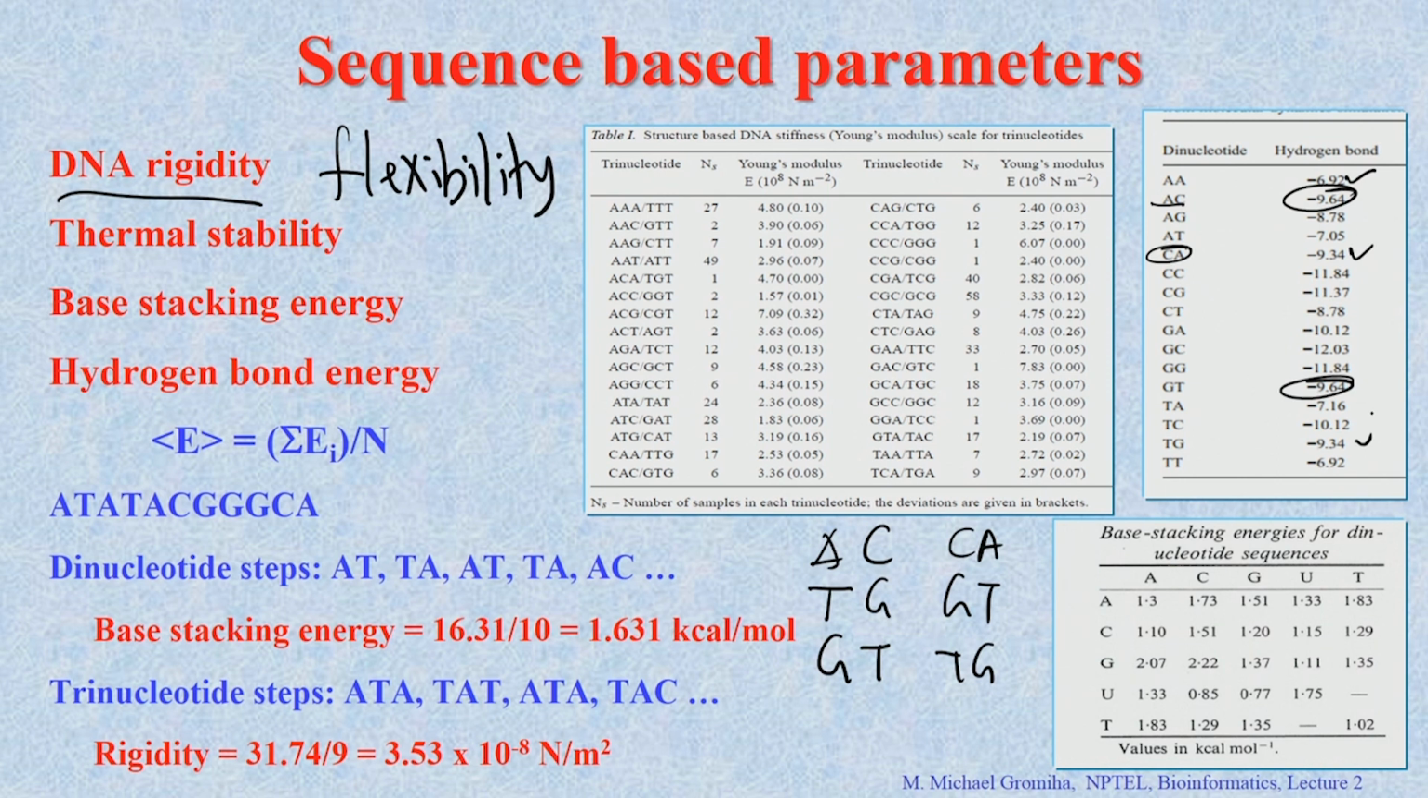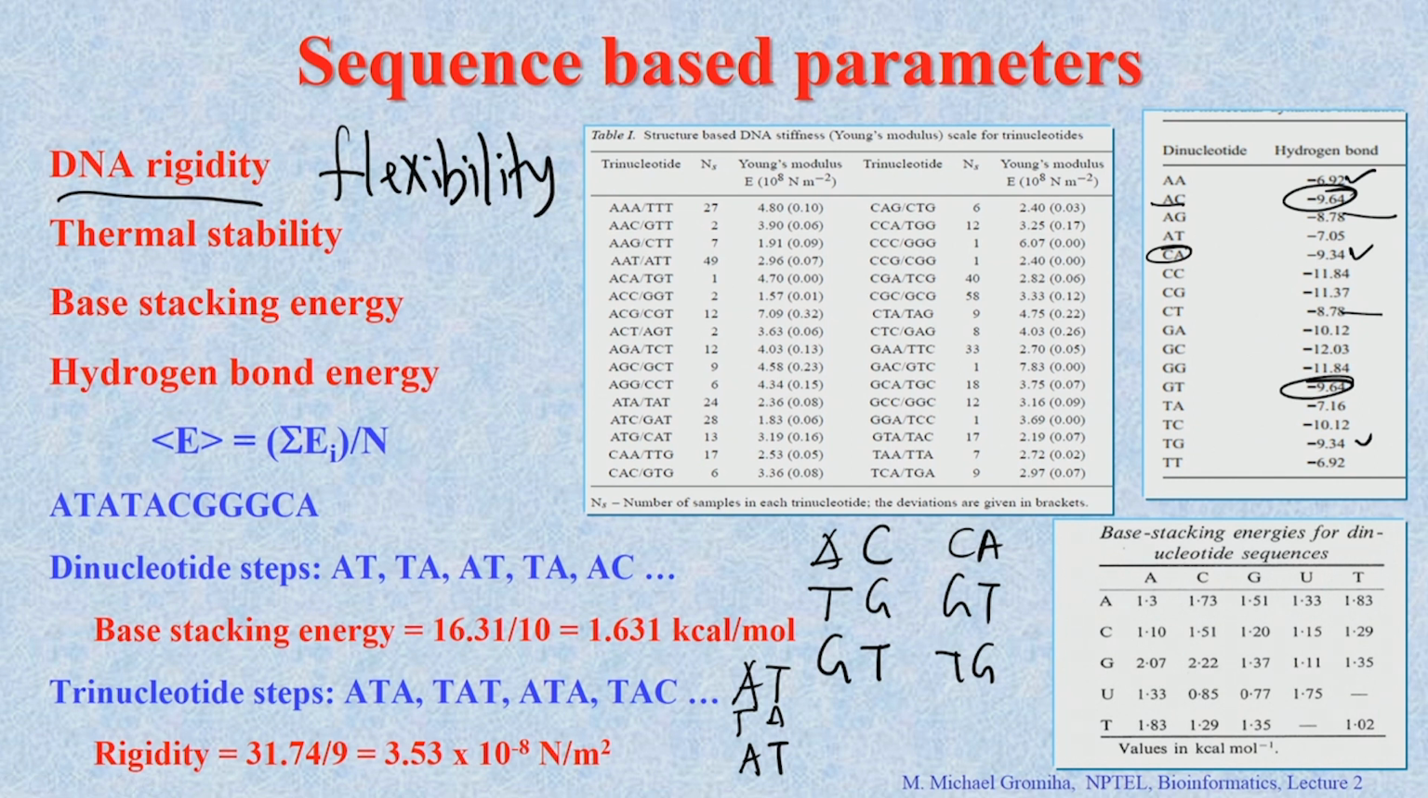How many unique pairs? 12. So, AG and CT will be the same, and this is 7.05. This is AT; you get the same, if you take TA and AT. If you take AT, what is the complementarity? TA. If you reverse AT, you get the same. So, you will get about 10 pairs. So, this is for the di.